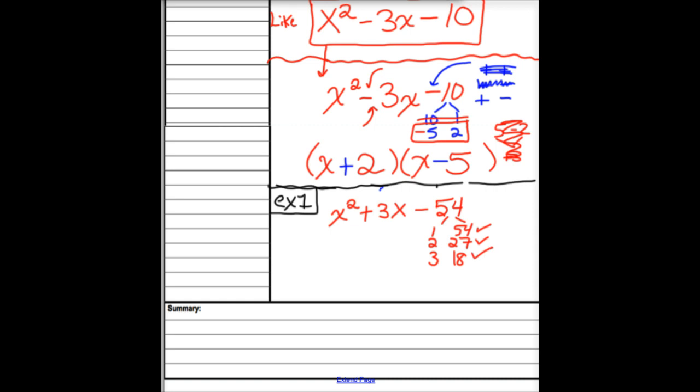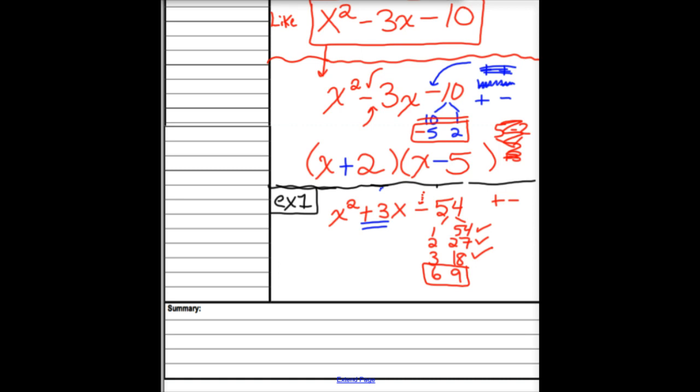Remember, what I'm trying to do is multiply to equal that 54 and at the same time come up with a 3 when I add them up. So I also know I need to have one positive and one negative because of this sign right here. So I got to keep searching. Does 4 go into 54? Nope. 5? Nope. 6? Yes. 9 times.